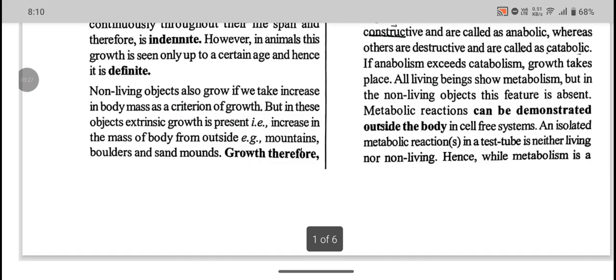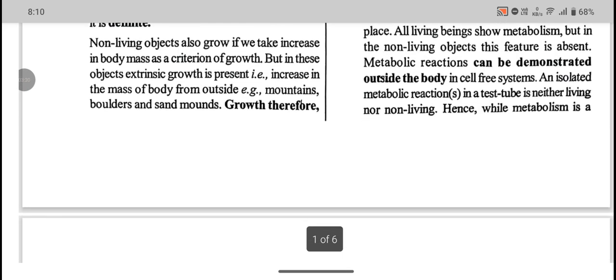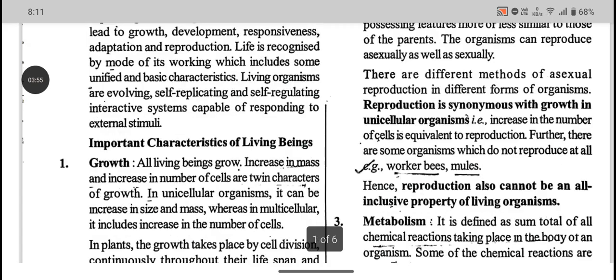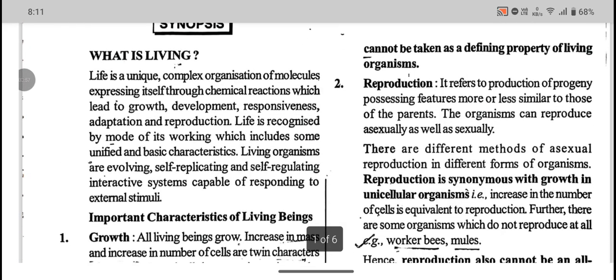How can growth be understood in non-living objects? If you take increase in body mass as a criterion of growth, in these objects extrinsic growth is present, that is, increase in mass of the body from outside, for example mountains, boulders and sand mounds. From the non-living perspective, the increase in their mass and size is referred to as growth. But growth therefore cannot be taken as a defining property of a living organism.